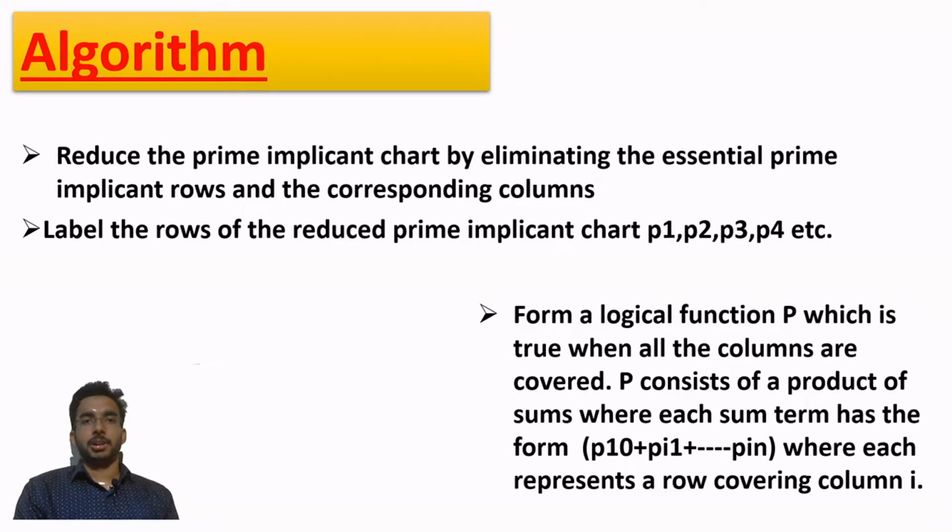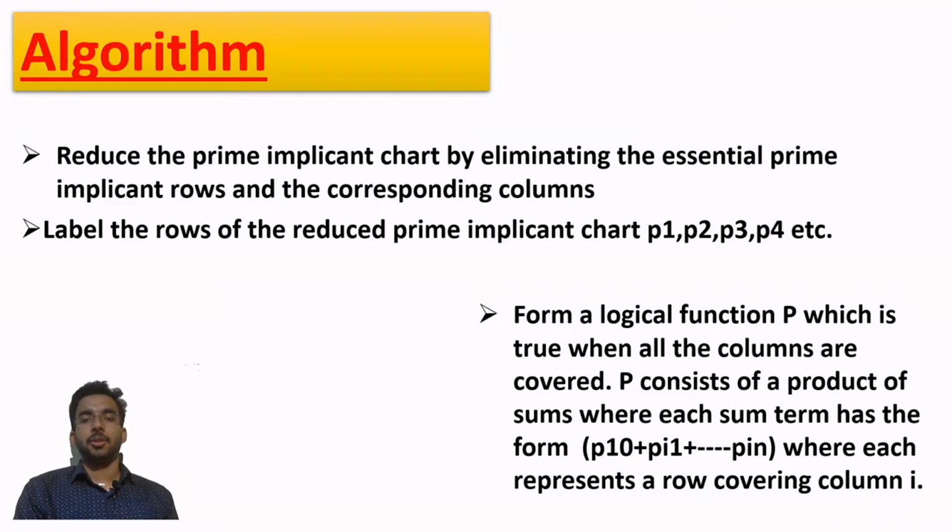Next is the algorithm of Petrick's method, how to solve the question. These are the steps by which we know how to solve it. The first step is to reduce the prime implicant chart by eliminating the essential prime implicant rows and the corresponding columns. The second step is to label the rows of the reduced prime implicant chart P1, P2, P3, P4, etc.